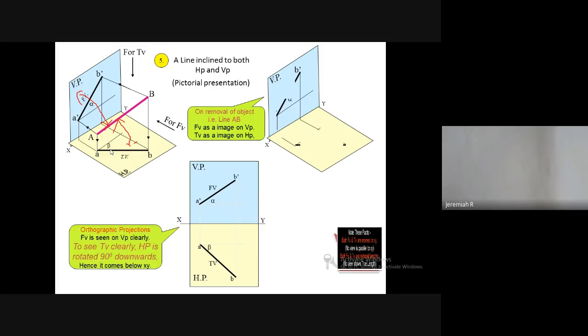There is one more case, the 6th case: a line is perpendicular to VP and parallel to HP. So what will we get in the front view? When you see from the front, you'll get a point.